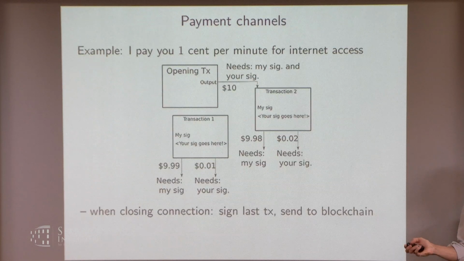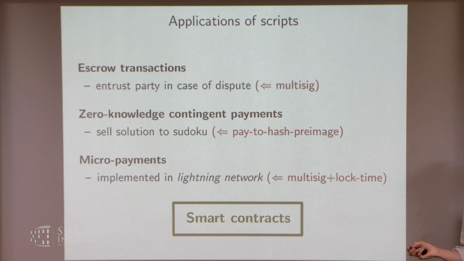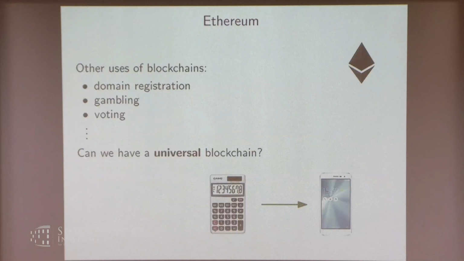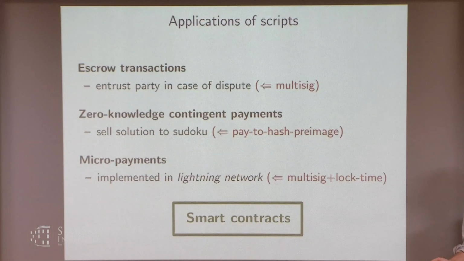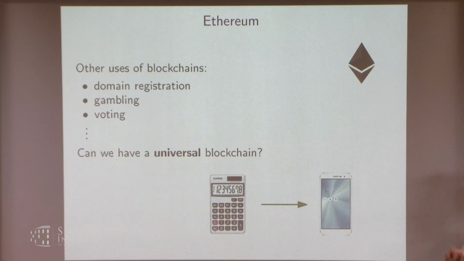Okay, so that almost concludes the talk. Basically, these are very special kinds of smart contracts, which means that you can have conditions encoded on the blockchain that are executed automatically if certain things happen. So you can use blockchains to solve the problem of domain registration. You can use them for gambling, voting, all kinds of applications. But the question is, can you have one blockchain with which you can do anything you want? And that's basically the promise of Ethereum, a universal blockchain.